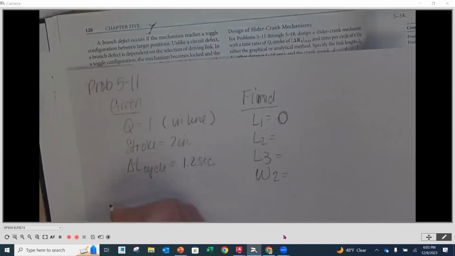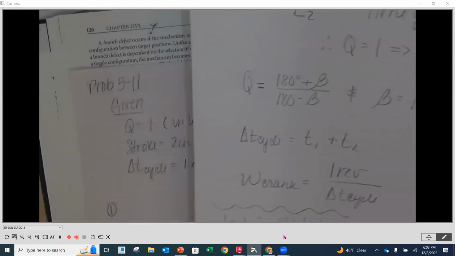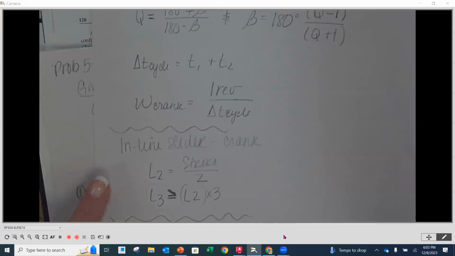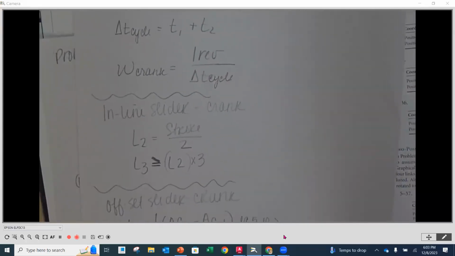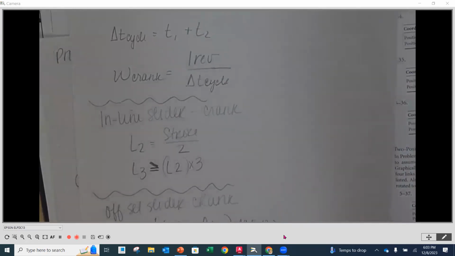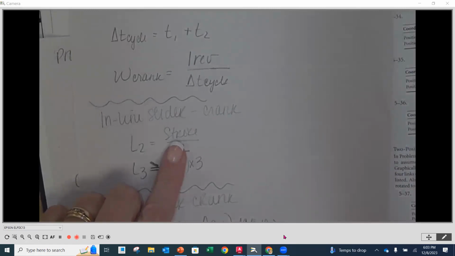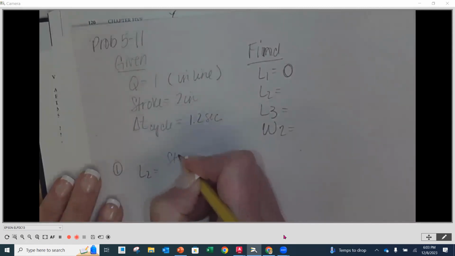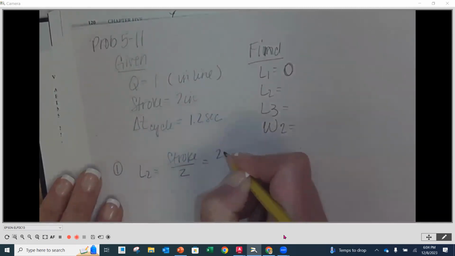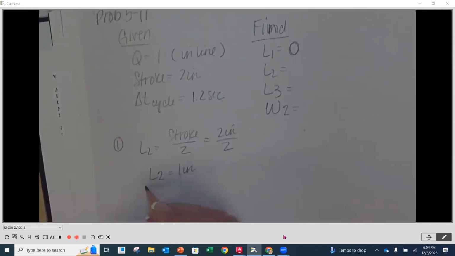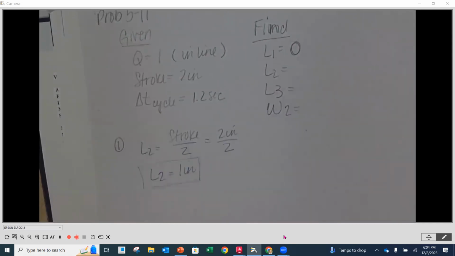So what do we want to do first? Knowing we have these equations here, we know this is our equation for our crank, W2, and then here is where we can start with our distances. You said L2 is 1 inch. Yeah, right, because our stroke is 2 inches, divided by 2, so L2 is going to be 1 inch. So we know that L2 is going to be the stroke divided by 2, which is 2 inches, divided by 2. So L2 is going to be 1 inch. Okay. So we can put a box around that, but we're going to be using this in AutoCAD to graphically show this as well.